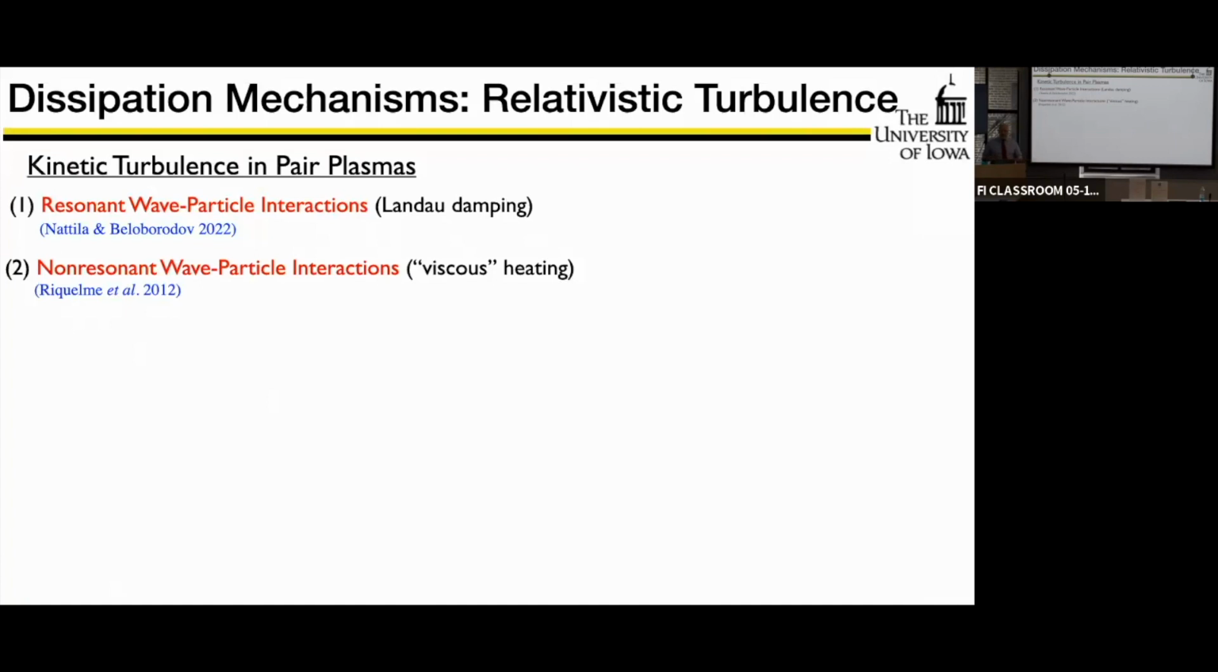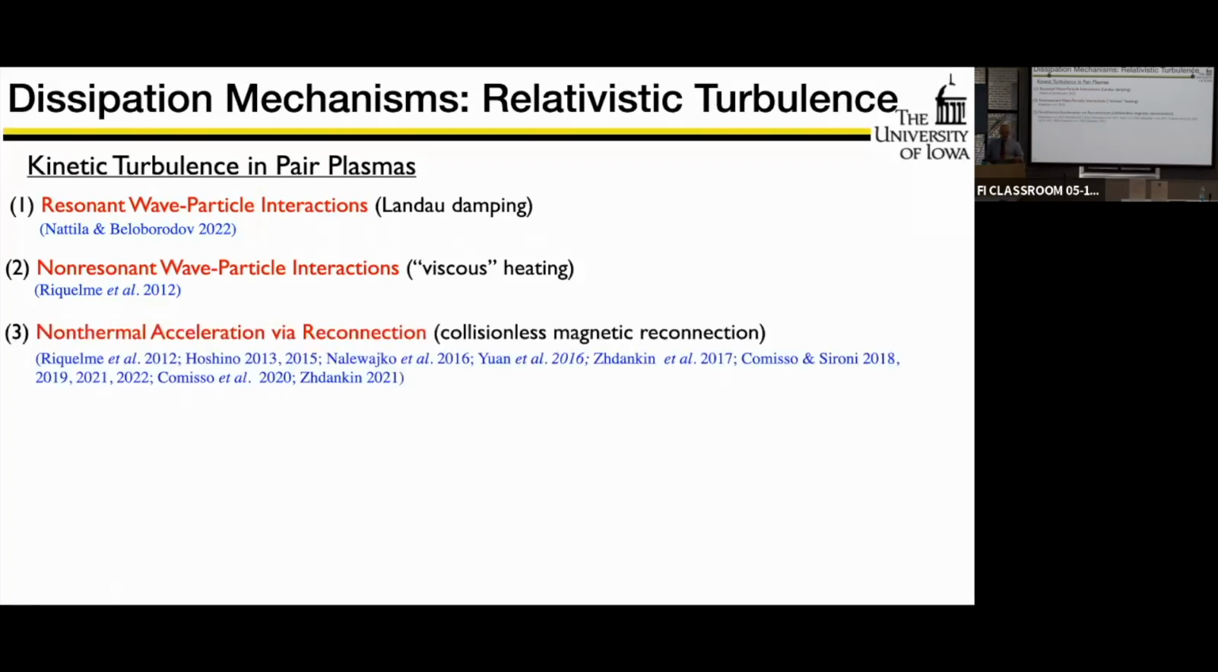You can also have non-resonant wave particle interactions, that same viscous heating triggered by temperature anisotropy instabilities at high beta. And finally, you can get non-thermal acceleration by reconnection. And I know that Vladimir Zhdankin and also Luca Comisso at Columbia have done a lot of work on this recently, seeing that reconnection can occur in these pair plasmas and lead to non-thermal acceleration of particles that then, of course, damps the turbulence. Now, that's about most of all that I'll talk about relativistic turbulence. This talk is going to focus mostly on non-relativistic turbulence, but I just wanted to touch base with that because, of course, that's of great interest to people here as well.